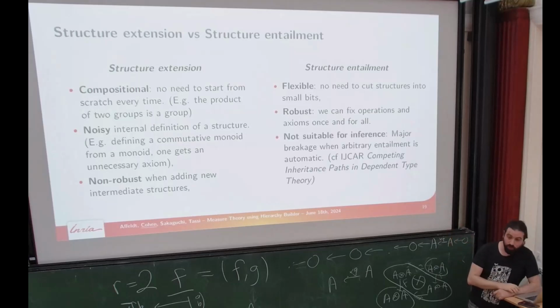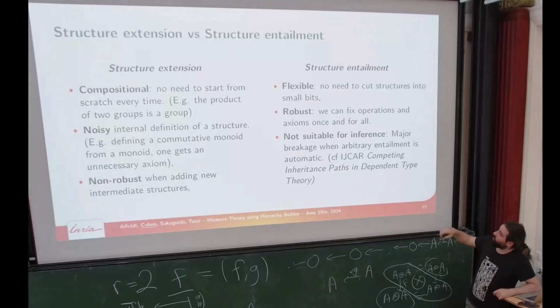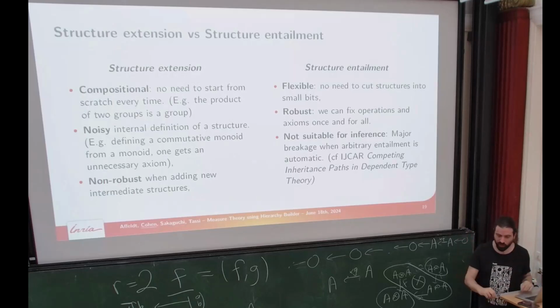Sorry, what do you mean by entailment? I mean, like, a norm space is a metric space because you can define distance from the norm. But this step is the problematic one because it breaks inference when you create data like this.